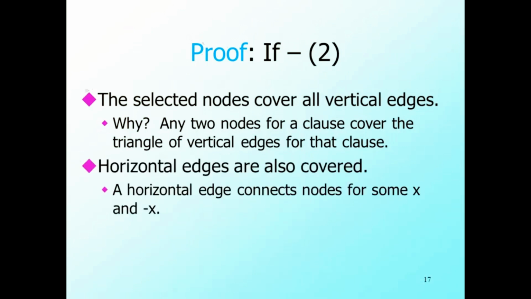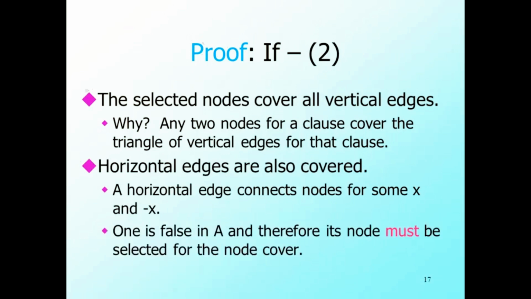Each horizontal edge has ends corresponding to literals x and not x for some propositional variable x. The truth assignment A has to make either x or not x false. Whichever is false could not have been selected as the literal that makes its clause true. Therefore, it is surely selected for the node cover. That means every horizontal edge is covered, and the k selected nodes do indeed form a node cover.